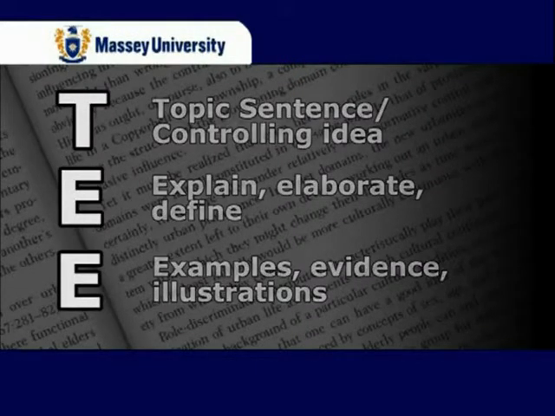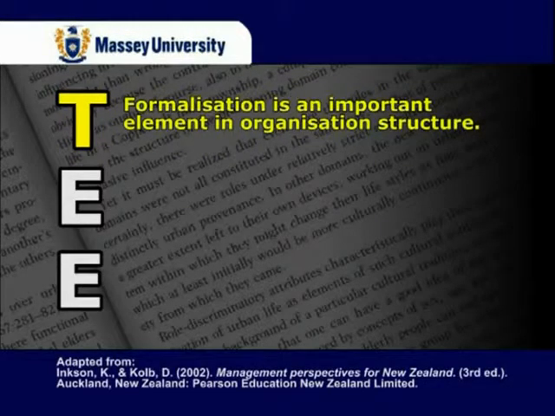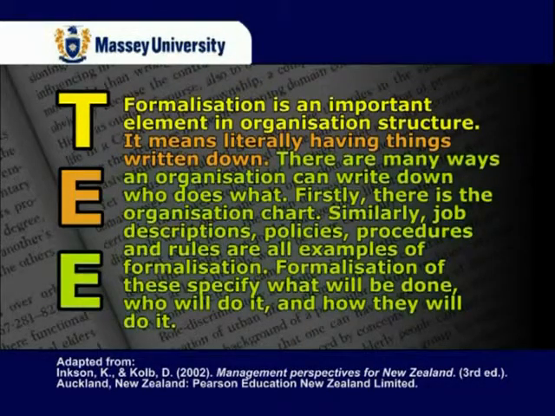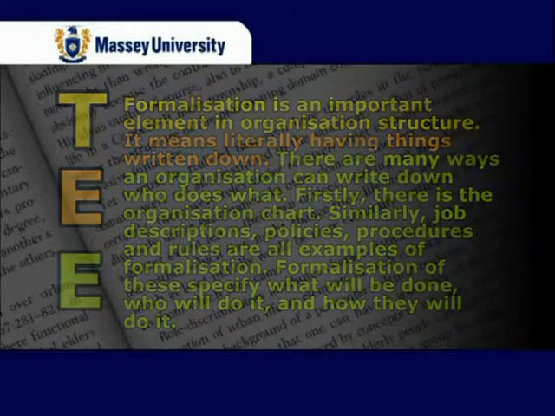Let's look at an example. Formalization is an important element in organization structure. It means literally having things written down. There are many ways an organization can write down who does what. Firstly, there is the organization chart. Similarly, job descriptions, policies, procedures, and rules are all examples of formalization. Formalization of these specify what will be done, who will do it, and how they will do it.